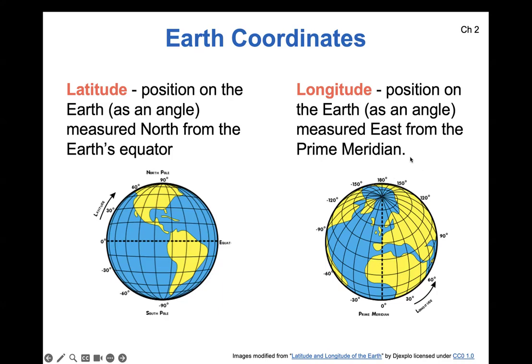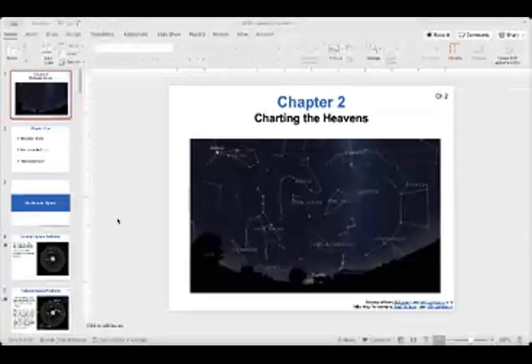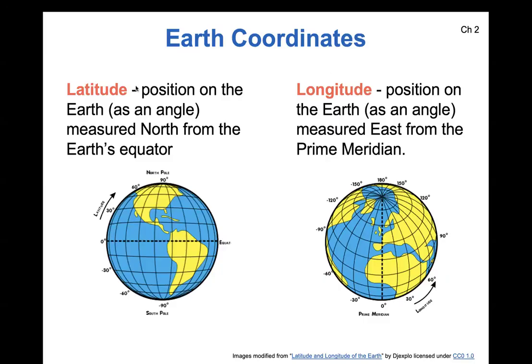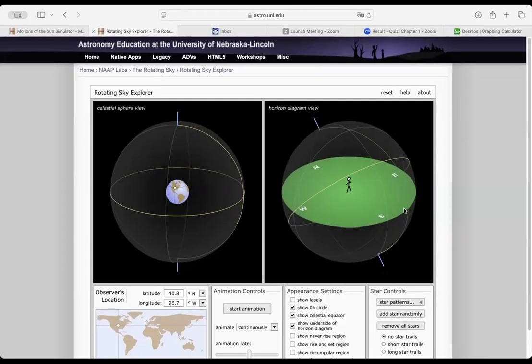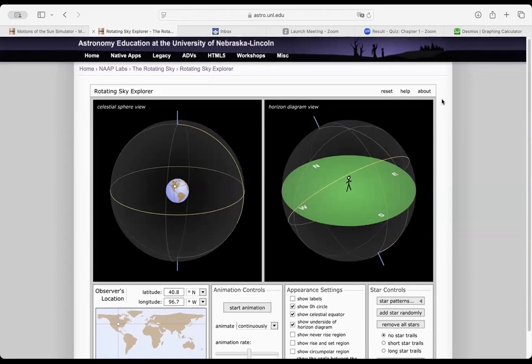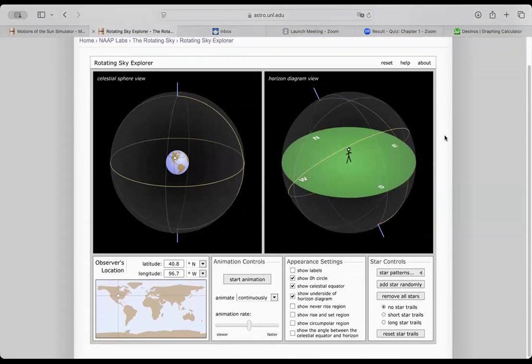Okay. Any questions on latitude and longitude? So let me show you that simulator that I want to share with you all. So this is the Rotating Sky Explorer, an online simulator created by the Astronomy Education Program at the University of Nebraska-Lincoln. They actually have a really impressive website that gets used a lot by educators.